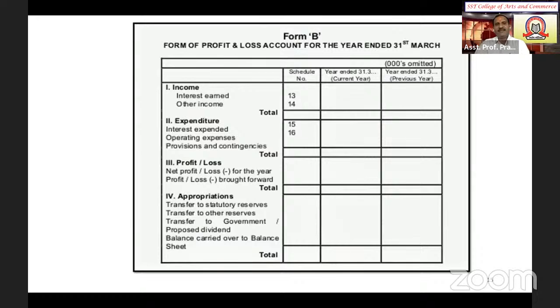From your income, you deduct your expenditure, and you will get the profit for the year. You have to add the opening balance of profit and loss account. And from that profit, you deduct your appropriations. Sometimes 25% must be transferred to statutory reserve, then transferred to other reserves, transferred to government or proposed dividend, and some balance remains. That balance is carried forward to the balance sheet.